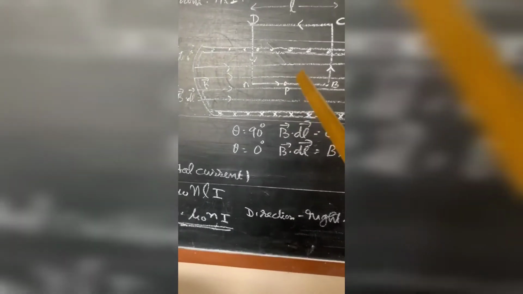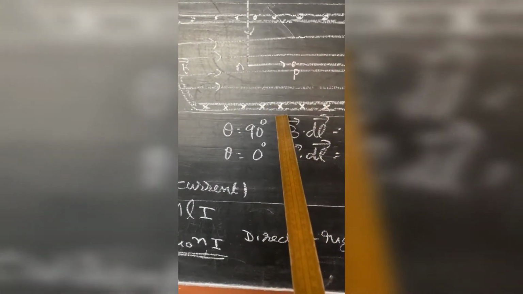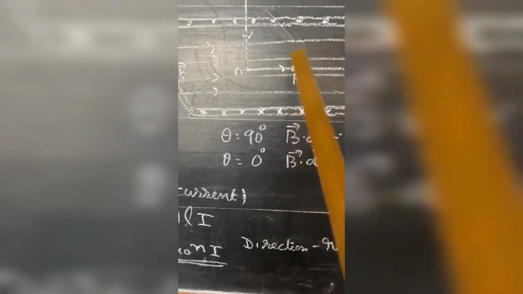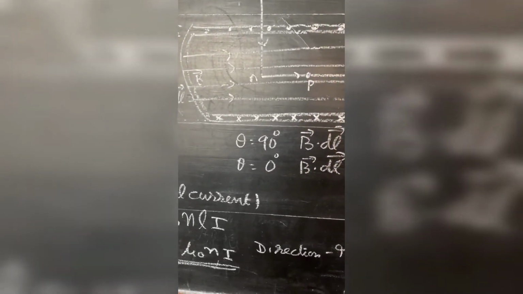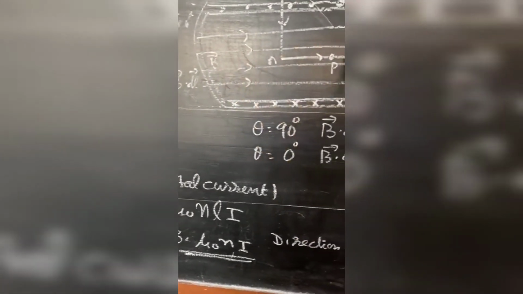So you have to hold your hand like this. Can you see? Hold like this. Bottom into, top out, then the thumb points towards the right. So this is the direction of the magnetic field. This is the solenoid. Here X means current is going into the page, and here current is coming out. Then by the right hand rule, you will see that the magnetic field is towards the right.